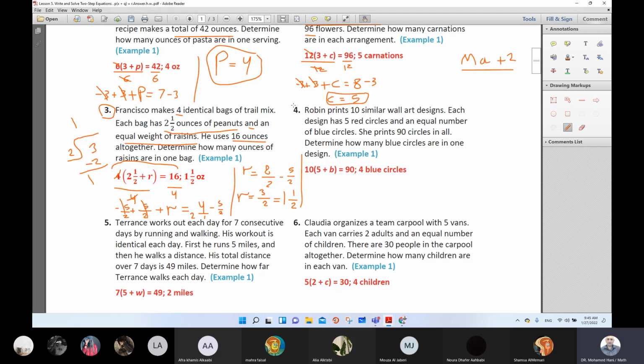Who can read exercise number 4, please? Mr. Ramosa, can I read? Yes, please.